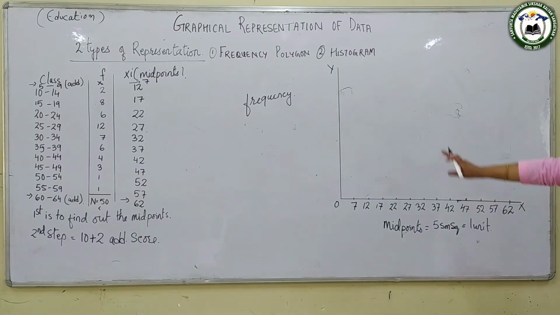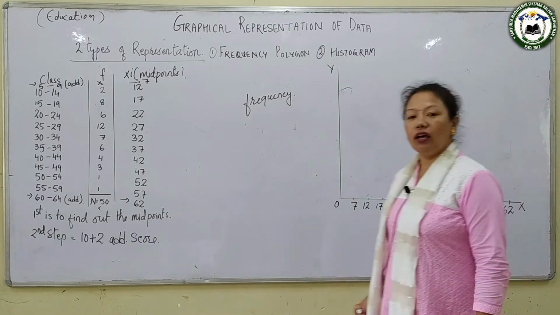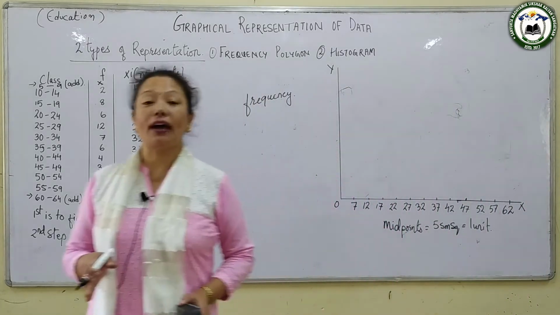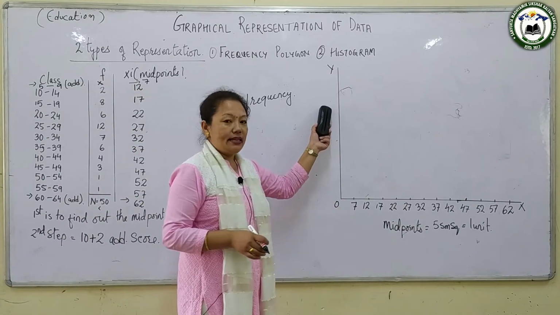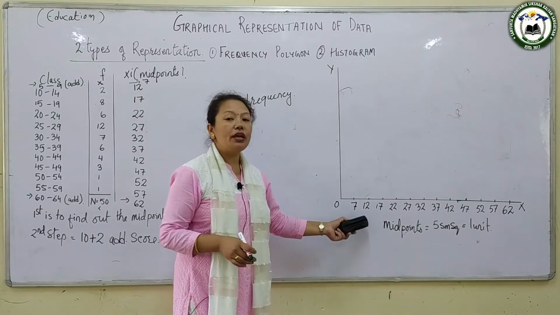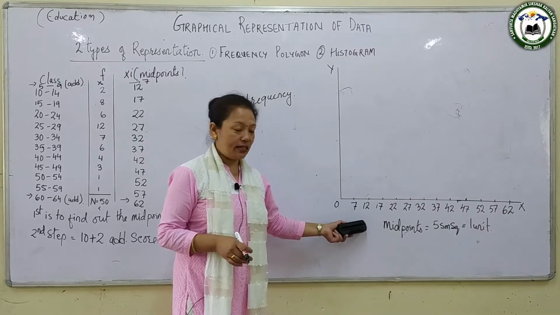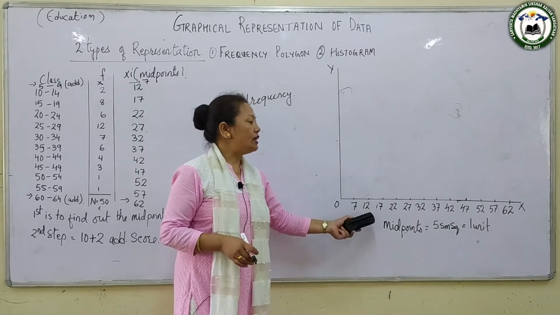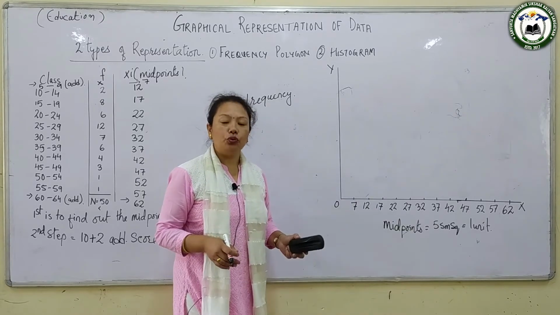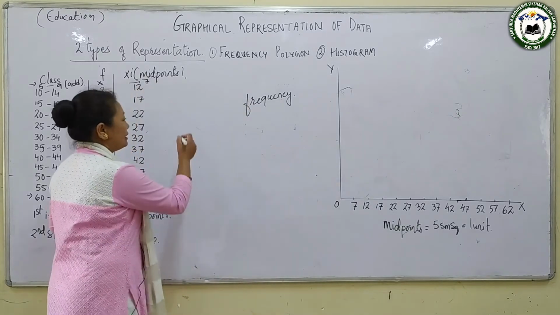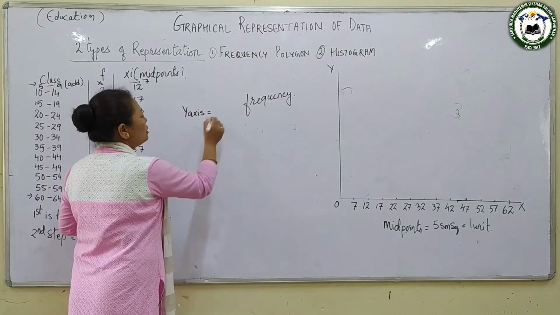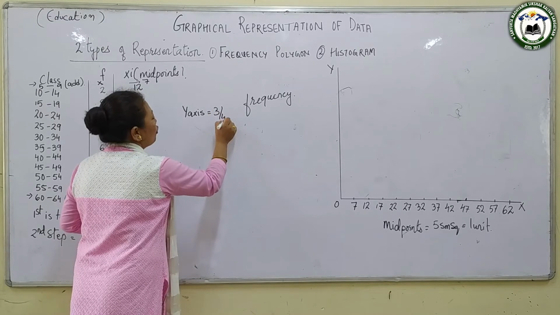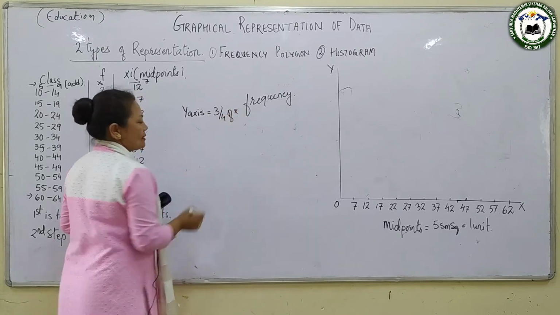Now what I need is to plot the frequencies. But for that there is one formula which you have to follow, that is the y-axis should always be 3/4 of the x-axis. That means the y-axis should always be 3/4 of the x-axis. So the formula goes like this: y-axis equals 3/4 of x.